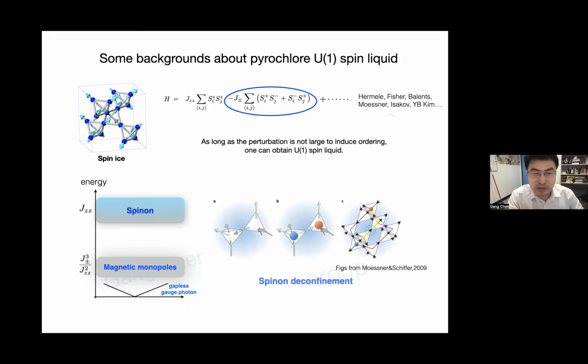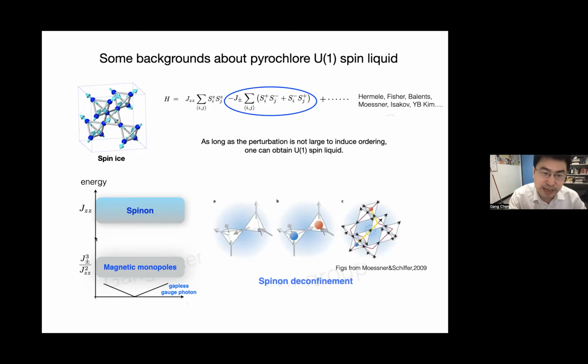But we're not interested in this classical limit. We're interested in quantum mechanics. So if you add some transverse field, transverse exchange, or any other kind of quantum perturbations or general quantum fluctuations among these degenerate spin-ice configurations, as long as these perturbations are not significant enough to induce magnetic order, one can obtain a U1 pyrochlore spin liquid.